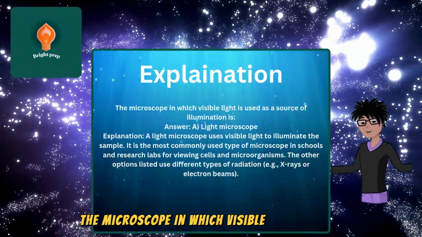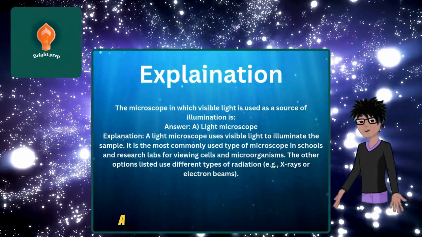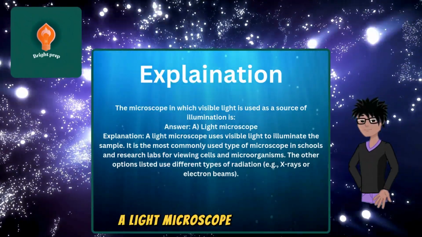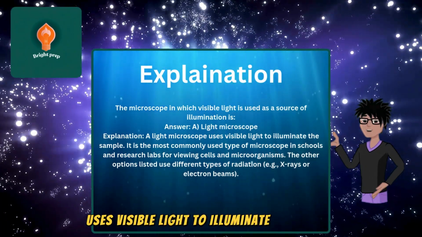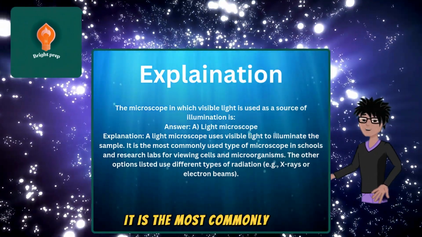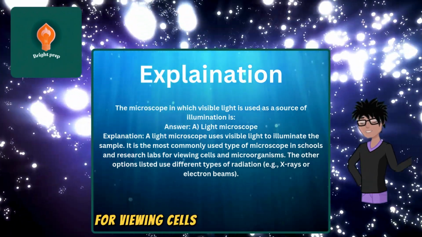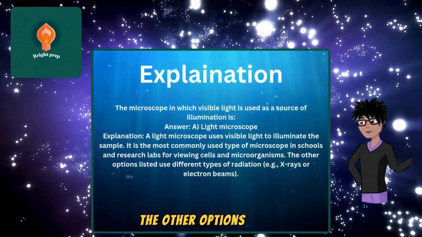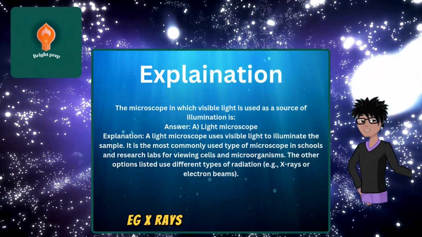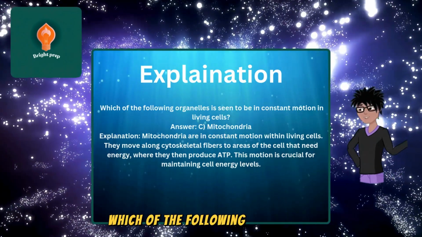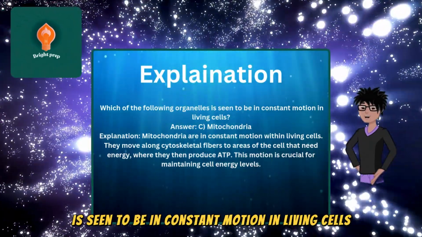The microscope in which visible light is used as a source of illumination is Answer A. Light microscope. Explanation. A light microscope uses visible light to illuminate the sample. It is the most commonly used type of microscope in schools and research labs for viewing cells and microorganisms. The other options listed use different types of radiation, e.g. X-rays or electron beams.